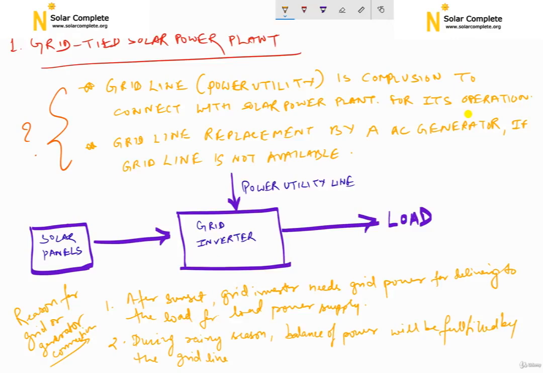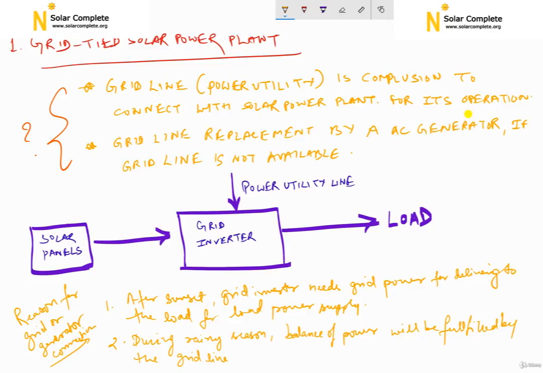Now third is grid synchronization. For the grid inverter to start up at every sunrise, it needs a process called synchronization. Synchronization means sensing the voltage, frequency and phase of the power utility line, not taking the power but only sensing it, so that the inverter can start up and start generating the solar power.